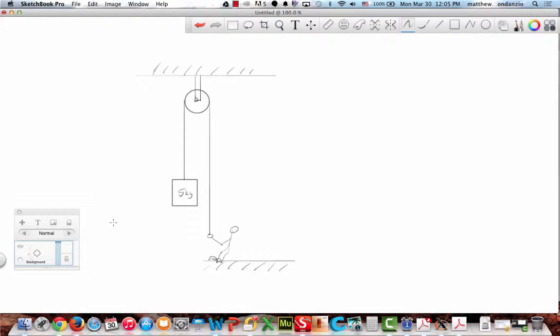So what are the objects that we have in this problem? We have the pulley, we have the box. What else do we have? The rope and the man and the ceiling, okay, and the floor. Okay. Now, let's do this. Let's think very quickly about this, okay?